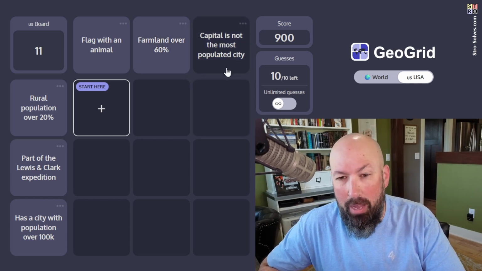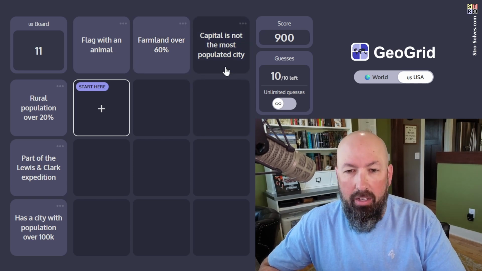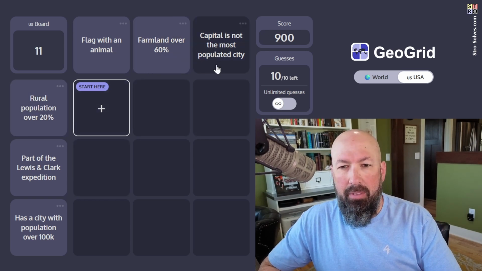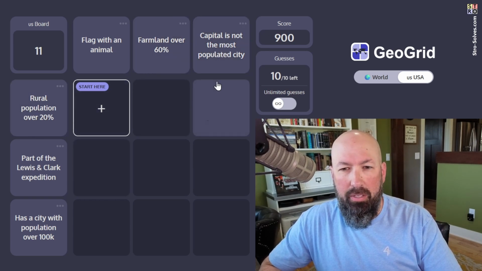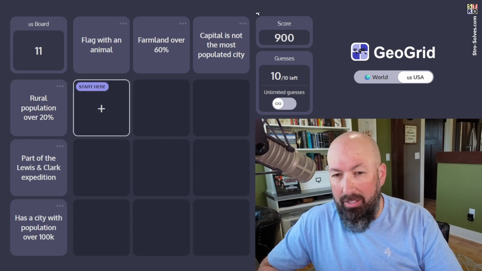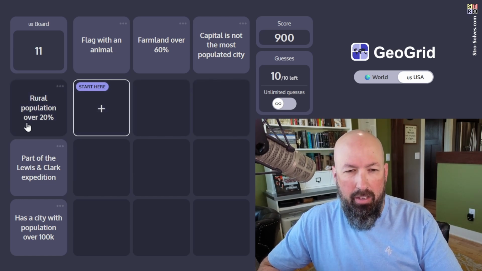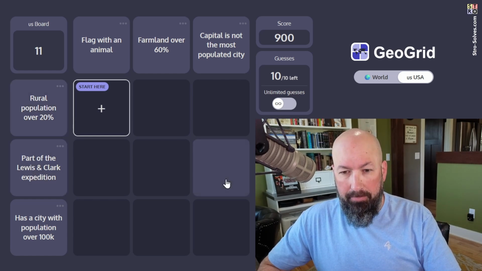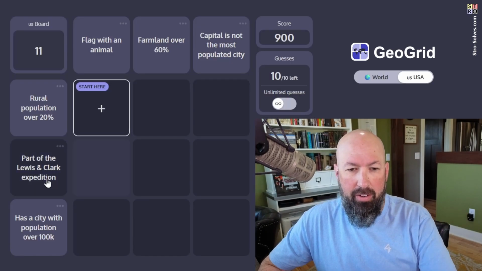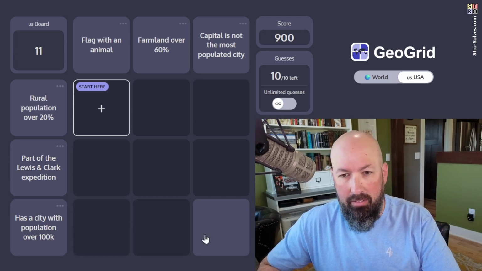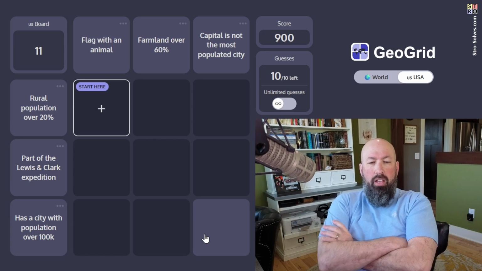Capital is not the most populated city. Okay, well, not Iowa. The capital is the most populated city in Iowa. Rural population, we could go like Illinois would be good for that one. Rural population over 20%. Okay, not Illinois there. Part of the Lewis and Clark expedition, that could be Illinois right there. Has a city with population over 100,000. Okay, well, that could also be Illinois. Interesting.